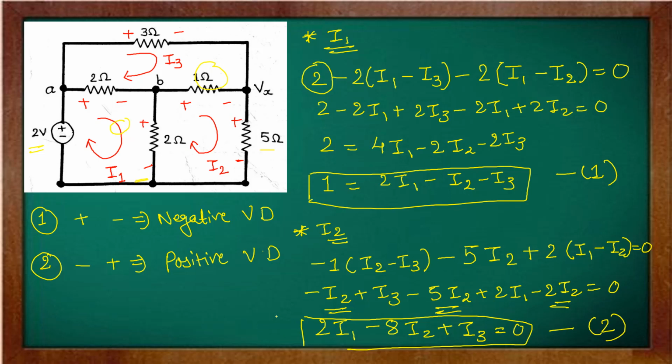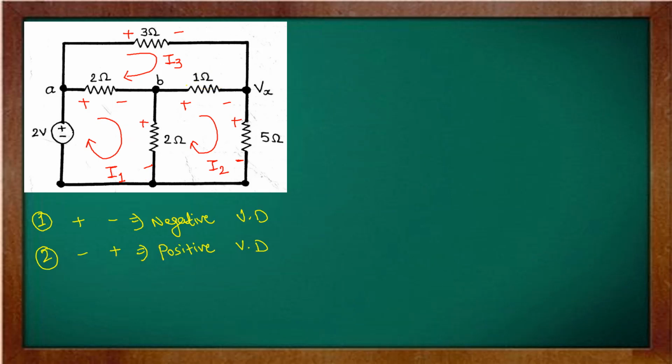Similarly, we will write the equation for the third loop. See here. Let's start with this 3 ohm resistor. The polarity is changing from positive to negative, first case. Minus 3, and that is part of only one loop. So I3 is entering from the positive terminal.